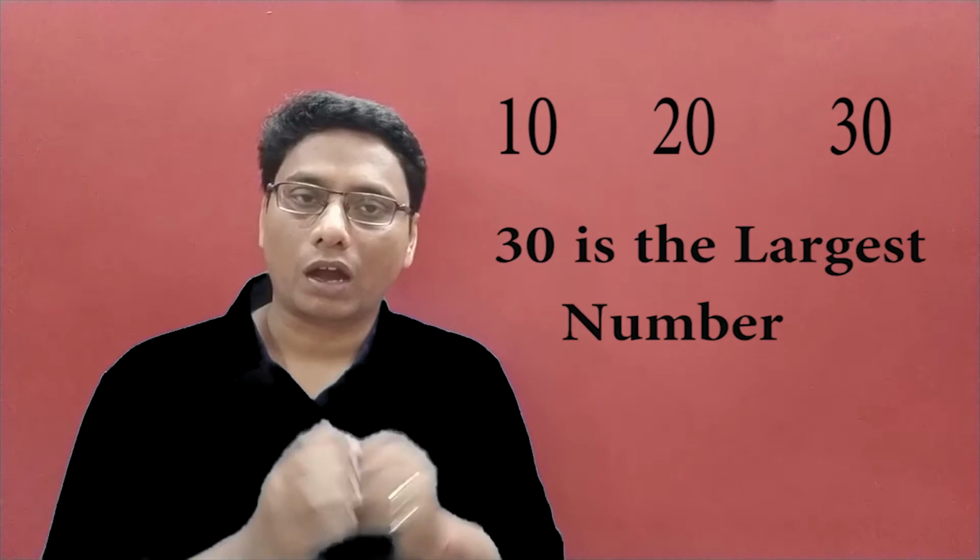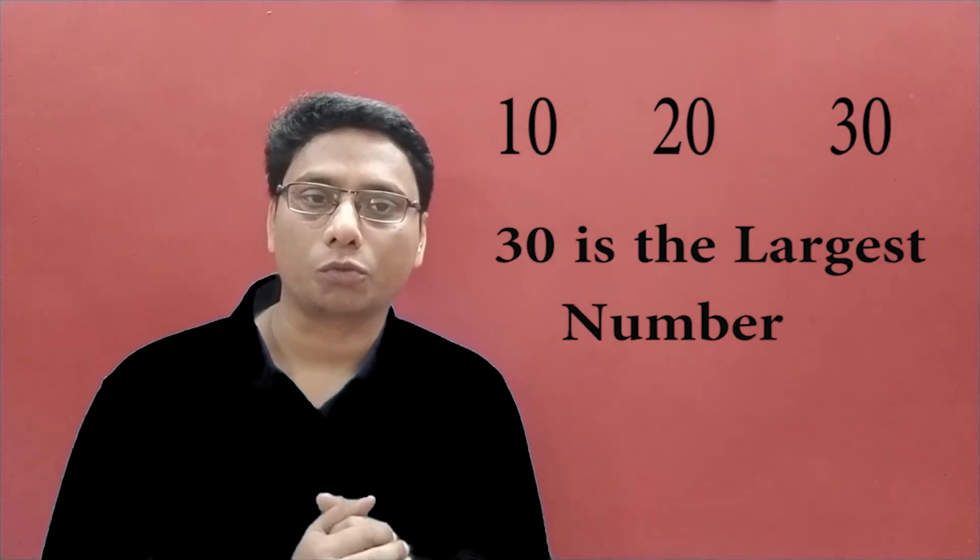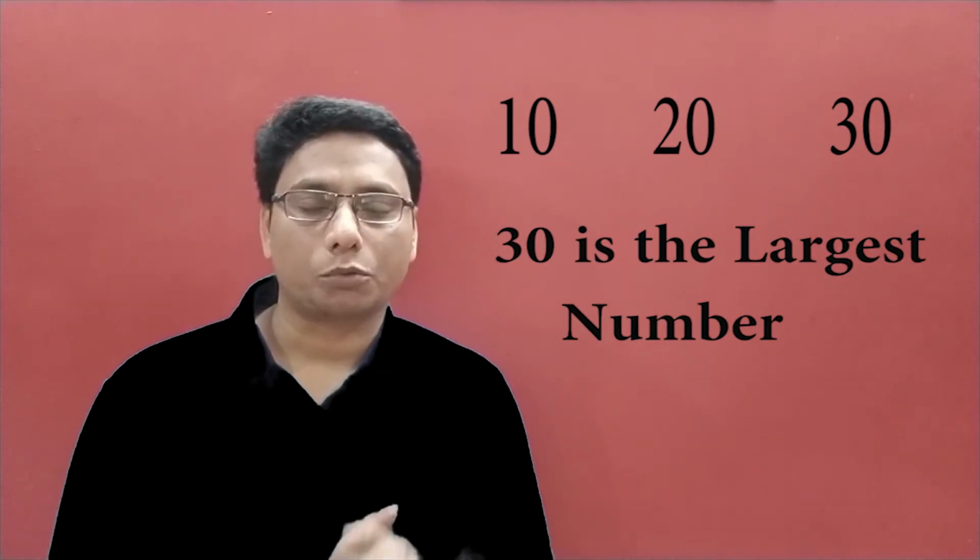Well guys, if you want to make a program where you have to get three numbers from the user, suppose 10, 20 and 30, then you have to tell the user which number is greater or which number is the smallest number. So how can we achieve this kind of output in Java programming?